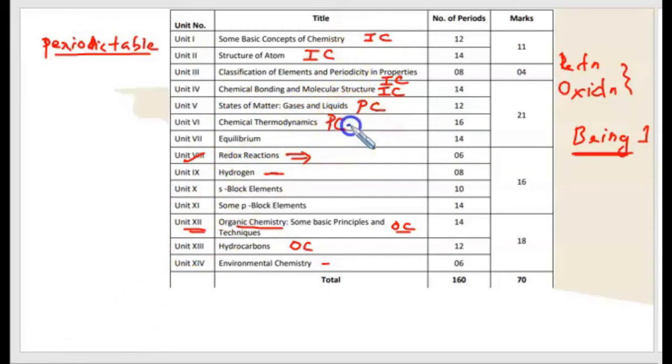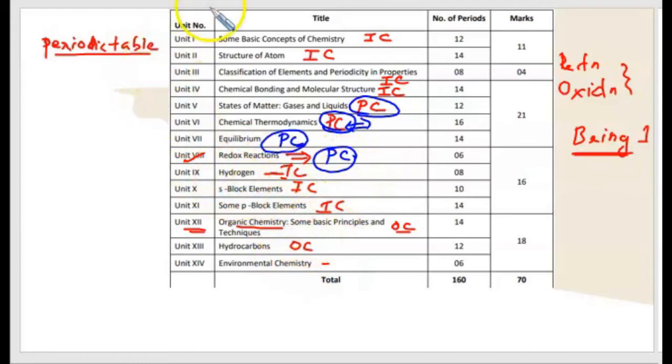What you mean by thermodynamics, you are applying thermodynamics. This is also physical chemistry, and equilibrium is also physical chemistry. Then redox reaction is also physical chemistry. Then hydrogen, S block elements and P block elements are inorganic chemistry. But hydrogen can also be included under physical chemistry.